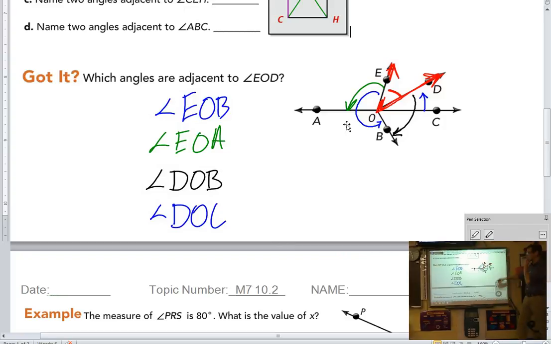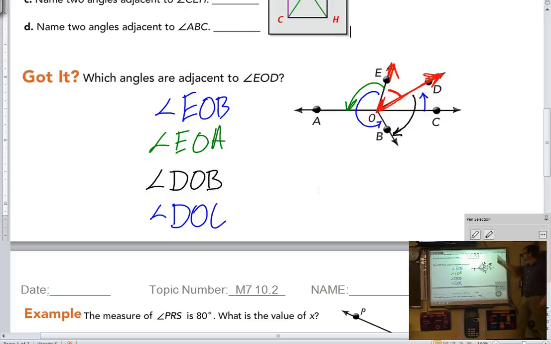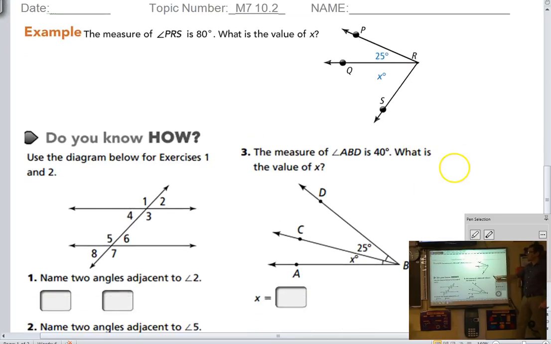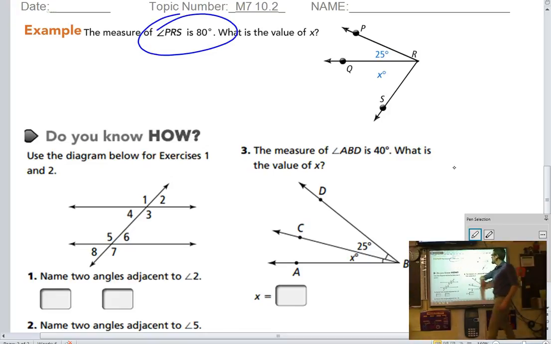Flip to the back real quick. We got a few minutes left. So this is where some people, depending on how your brain is structured, they just see these and they go really, really fast. They tell us PRS is 80, PRS is this, that combined is 80 degrees. So how would I find the angle that is notated with X, but it's actually QRS?